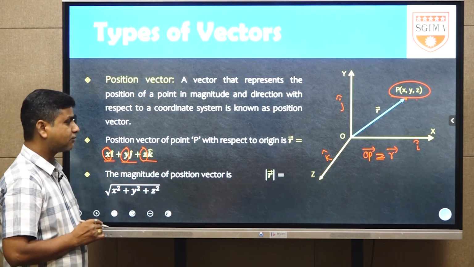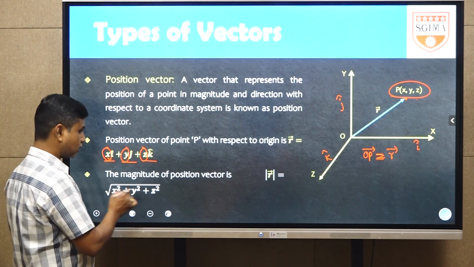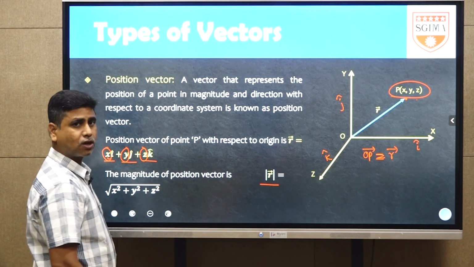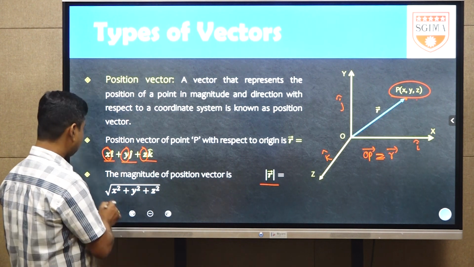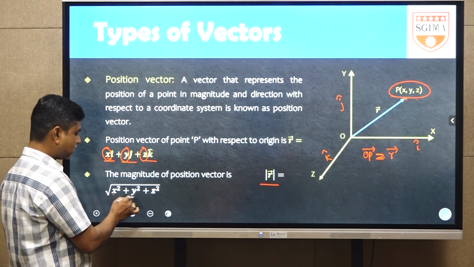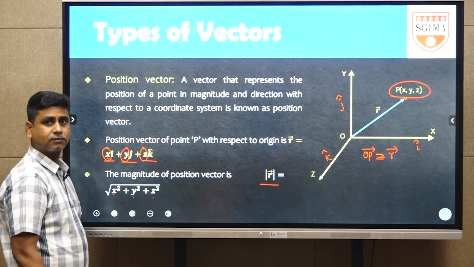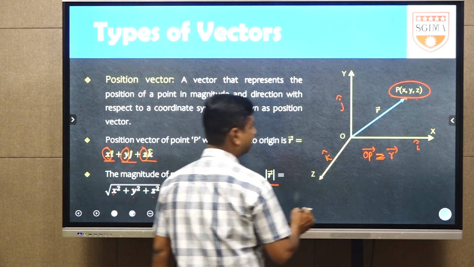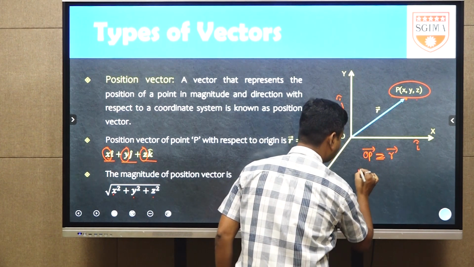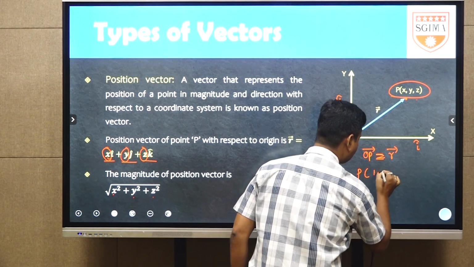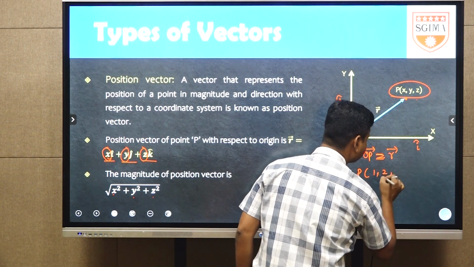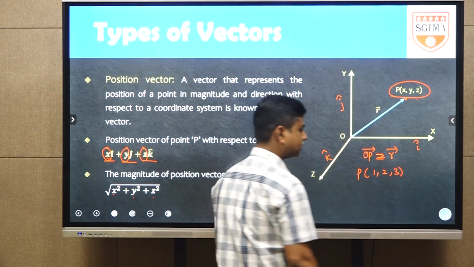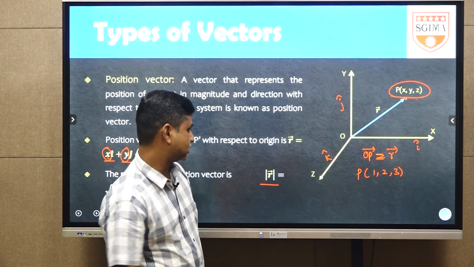How do we take the magnitude of the position vector? For a given vector, the magnitude is written as the modulus of R bar, which equals the square root of x square plus y square plus z square. For example, say the position of point P is (1, 2, 3).